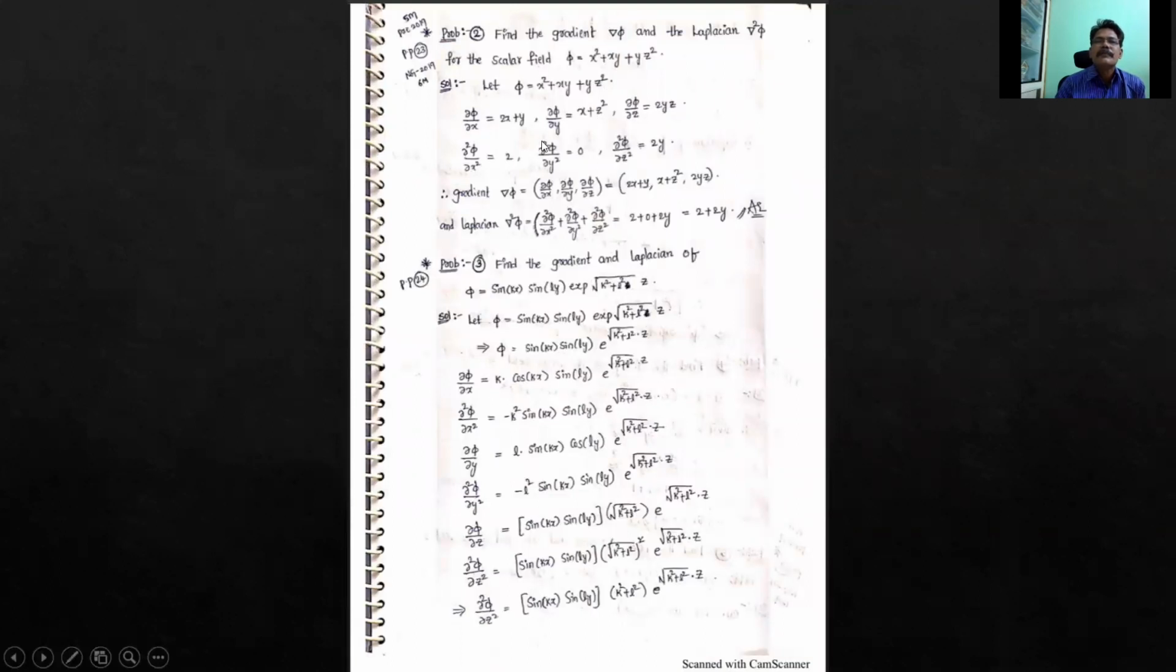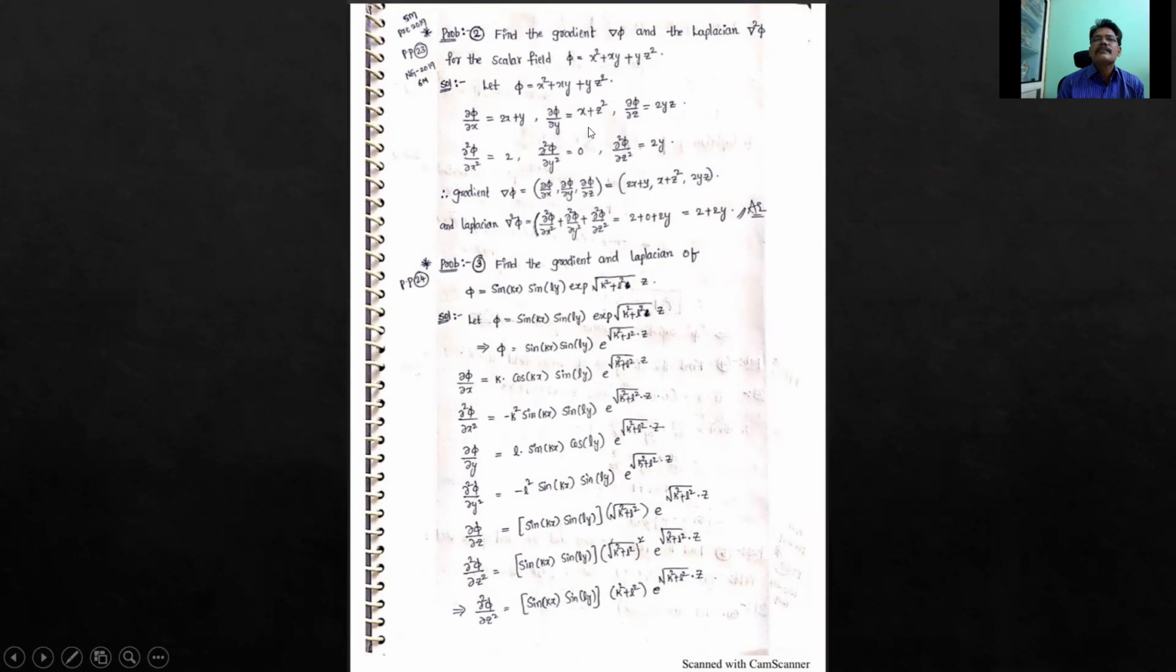First problem: find the gradient del phi and the Laplacian del squared phi for the scalar field phi equal to x² + xy + yz². So here let phi be equal to x² + xy + yz². What is ∂φ/∂x? So ∂φ/∂x is equal to 2x + y.